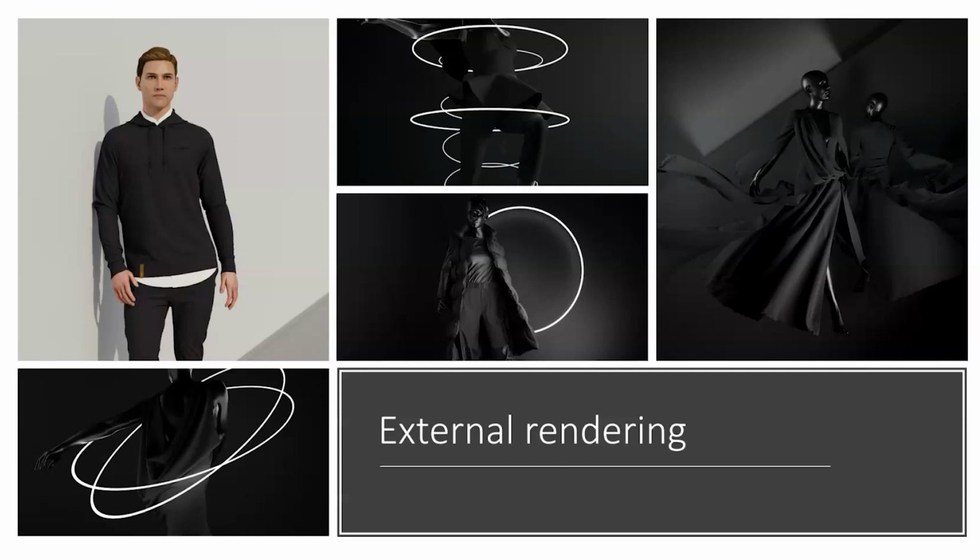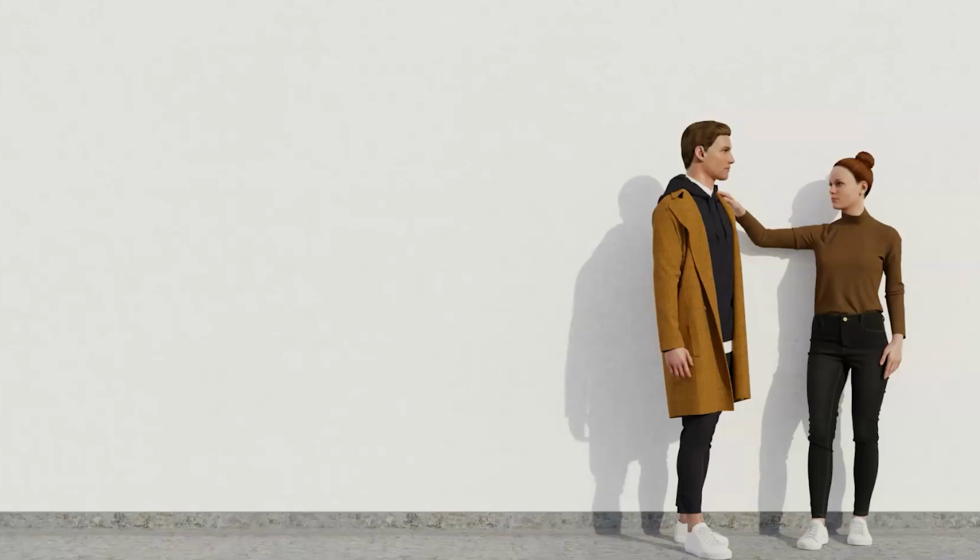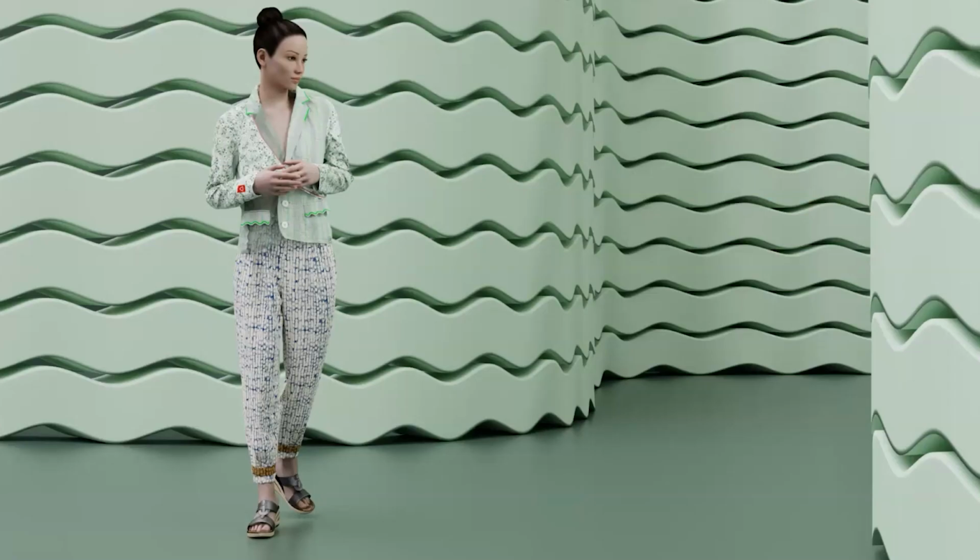Another option is using external rendering. So in this case, you can use Maya, 3ds Max. In this case, I'm using Blender, but basically what you would do is instead of rendering an image, you would export your 3D object, your garment as a 3D object, and then you can bring that into a 3D modeling software and create a scene around it.